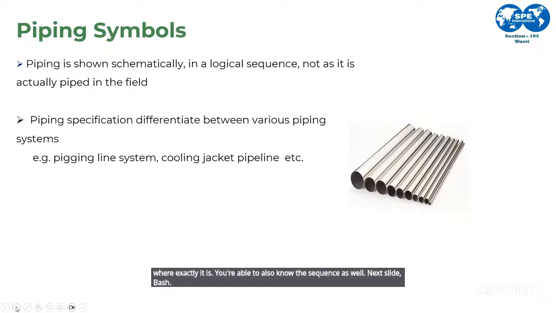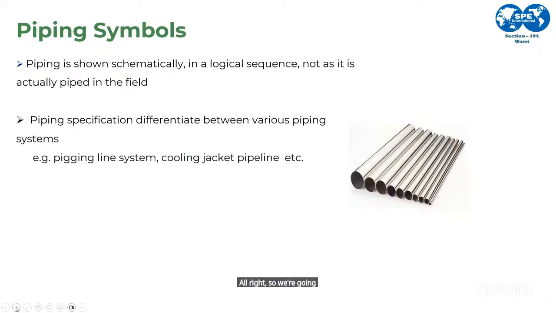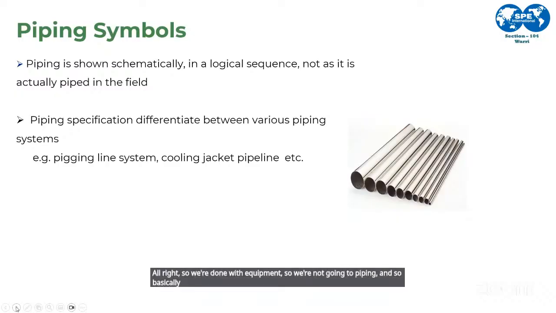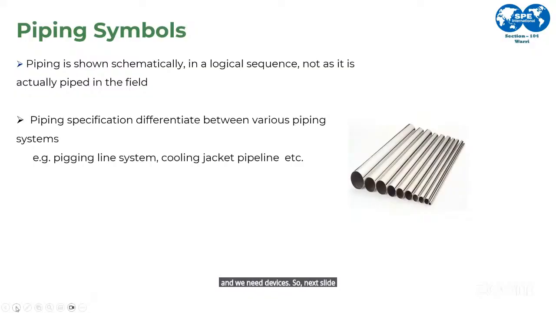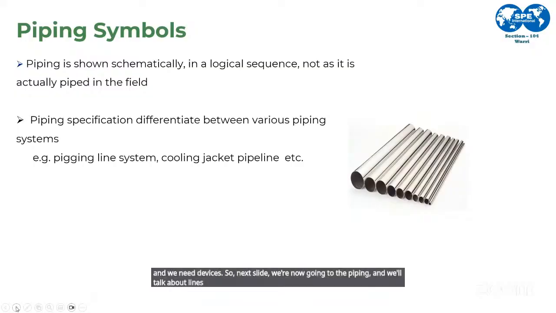All right. So we're done with equipment. We're now going to piping. Basically, piping is shown in a logical manner for sake of time. When you're talking about piping, you're talking about the various categories, whether drains or vents or flush connections, also reducers and relief devices. So next slide, we're now going to piping and we'll talk about lines, right?